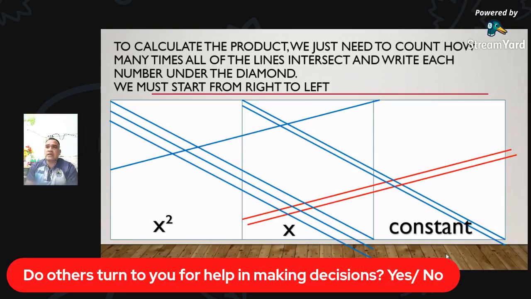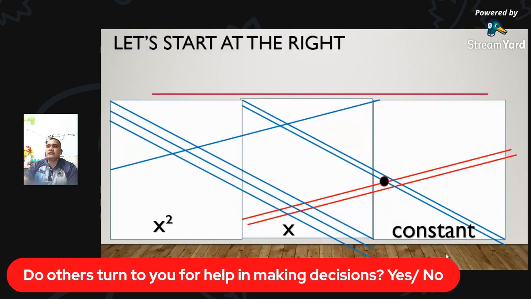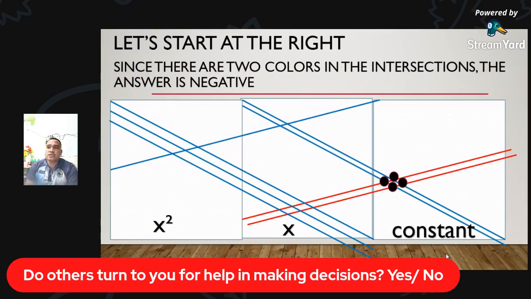So to calculate the product again, we just need to count how many times all the lines intersect and write each number under the diamond. We must start from right to left. So let's start with the constant, at the right. So 1, 2, 3, 4. As you can see, we have two different colors intersecting. So since there are two colors in the intersections, the answer is negative. So the constant is negative 4.